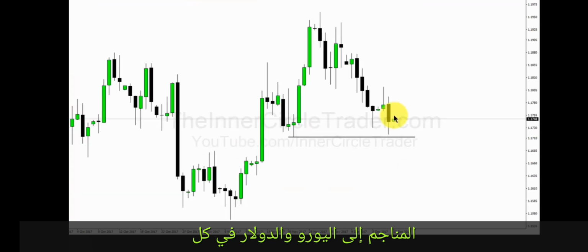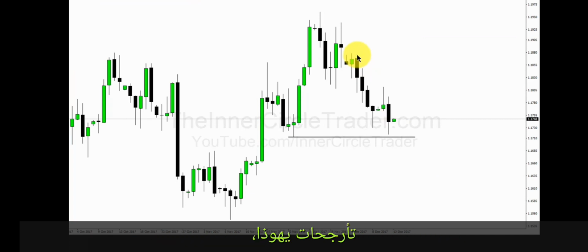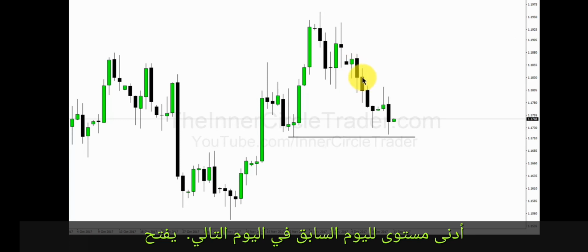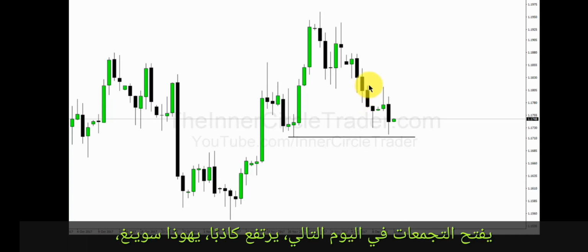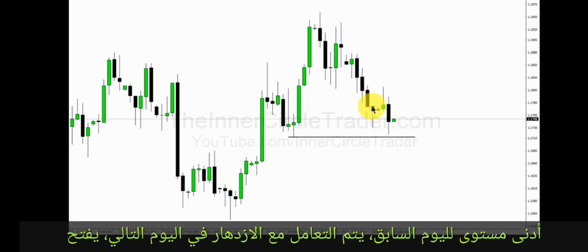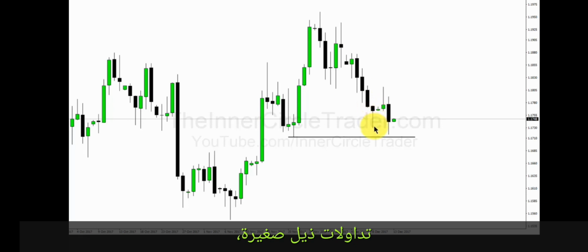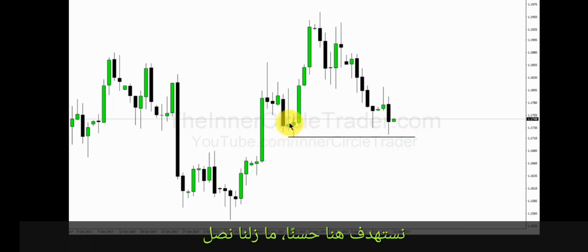Back to the euro dollar. Every single trading day, opens, creates a small little tail, power 3, Judas swing, sell it, down close, reach for the previous day's low. Next day, opens, false rally, Judas swing, sell it, reach for the previous day's low, does it. Next day, opens, rallies, false rally, Judas swing, sell it, fade it, reach for the previous day's low. Boom, handled. Next day, opens, small little tail, trades lower, comes back off of the low, but we're still targeting here. We're still reaching for that.